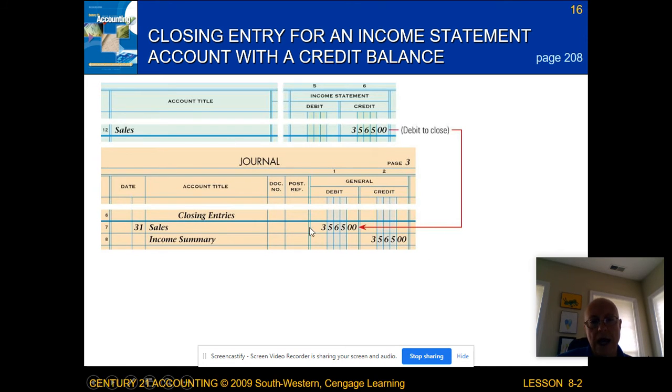This is the entry to close out a revenue account. Now, remember, normal balance for sales is credit. So we have to make a debit entry to close it out. All right, so we make the debit entry, but where do we put it? Well, we put it in income summary. That's what we do. It's that easy, guys. Okay, this is straightforward journalizing. All right, all we're doing is think of this as moving the balance from one account to another. That's all we're doing.